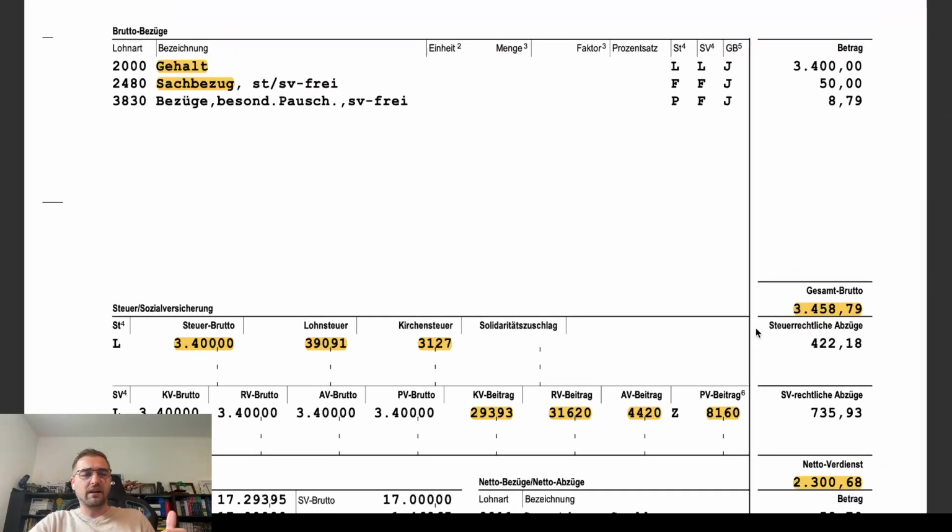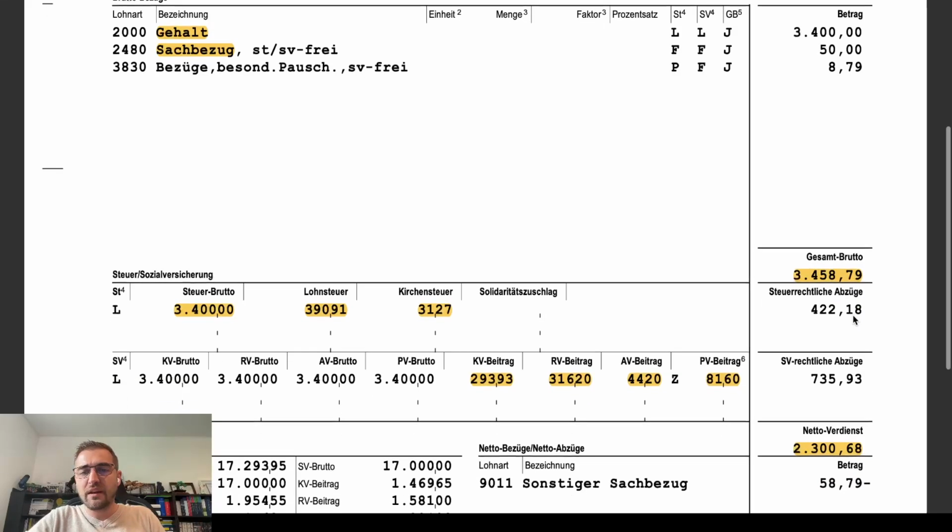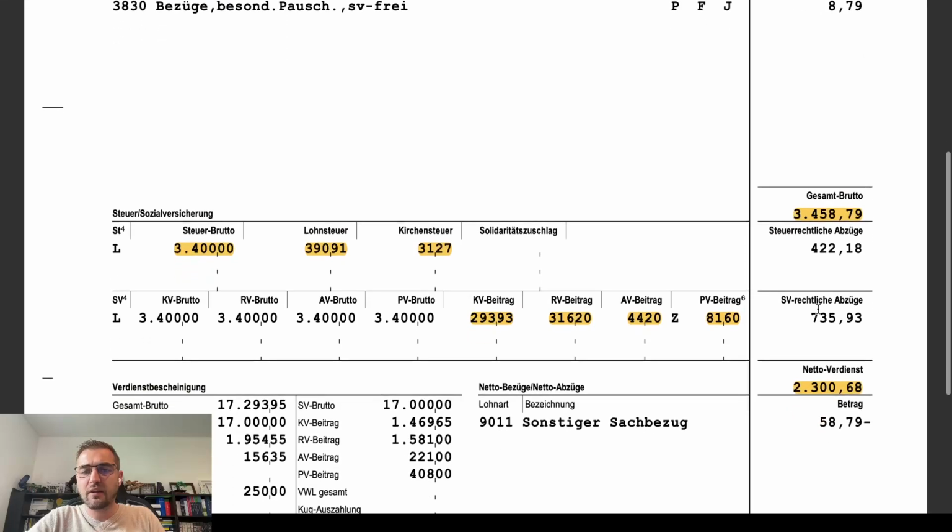Then you have the deductions, like the so-called tax brutto, the wage tax, and church tax, for example, here. Then you have the so-called social security part. And all these things are getting deducted from a salary of 3,400 euro. Then some tax-free and social security-free benefits, which are here, for example, 50 euro, 79 cents. Then you have 3,458.79. Then we have the taxes, which will be deducted. Then you have the social security, which is deducted. And then you have a net salary of 2,368 euro.